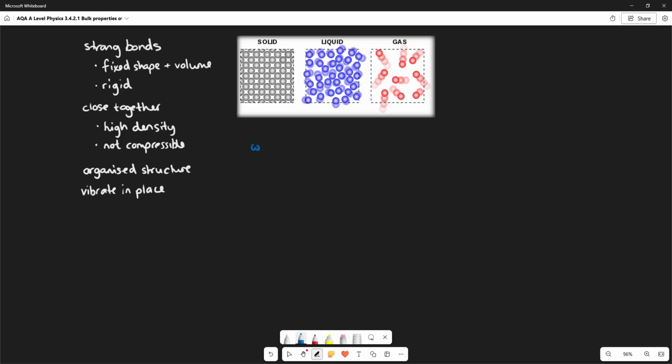In liquids, the bonds between the particles are weaker. This means that although there is a fixed volume, the shape can change. It flows. And we call materials that can do this fluids.